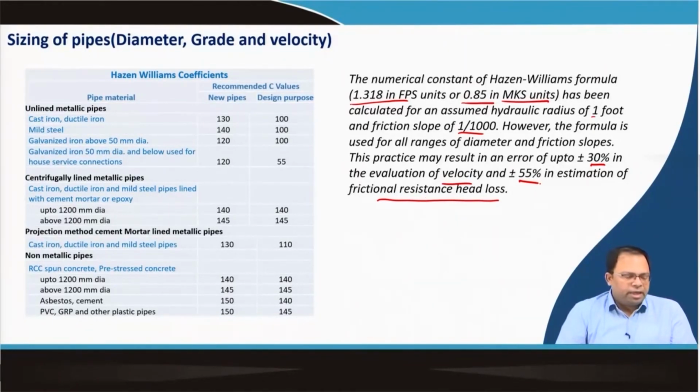We will see that by solving a problem. For this Hazen-Williams constant, the CH value, this is the chart that has been estimated. You can see that for cast iron or ductile iron we usually go for 130 for new pipes and 100 for design purposes. For mild steel pipes 140 and 100, and similarly for non-metallic pipes like PVC, glass reinforced plastic and other plastic pipes 150 and 145 and so on. So usually these tables are for reference. You can refer to them whenever you choose a certain kind of pipeline, and you can use those CH values.